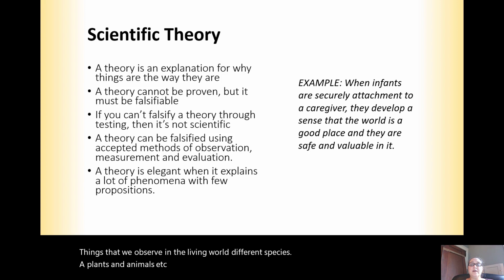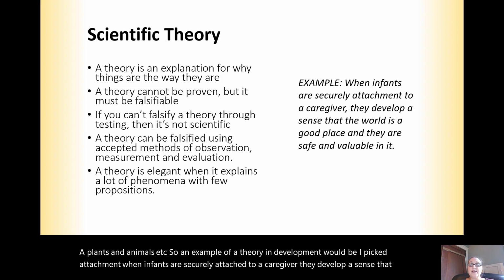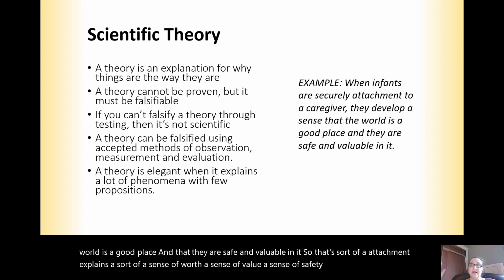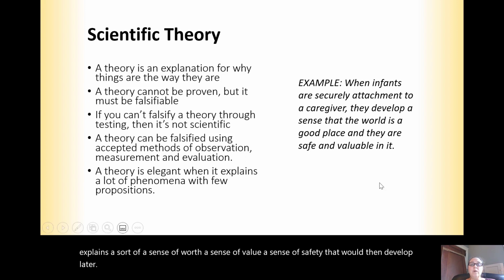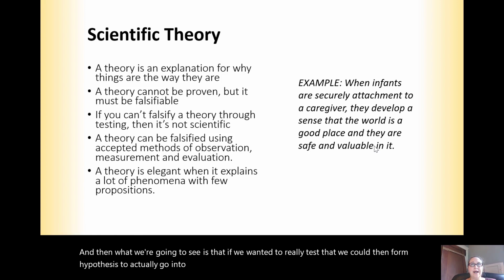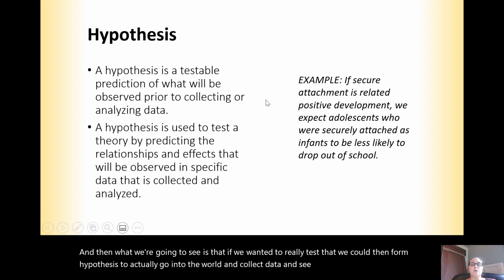So an example of a theory in development would be, I picked attachment. When infants are securely attached to a caregiver, they develop a sense that the world is a good place and that they are safe and valuable in it. So attachment explains a sense of worth, a sense of value, a sense of safety that would then develop later. And then what we're going to see is that if we wanted to really test that, we could form hypotheses to actually go into the world and collect data and see if certain things would hold true.